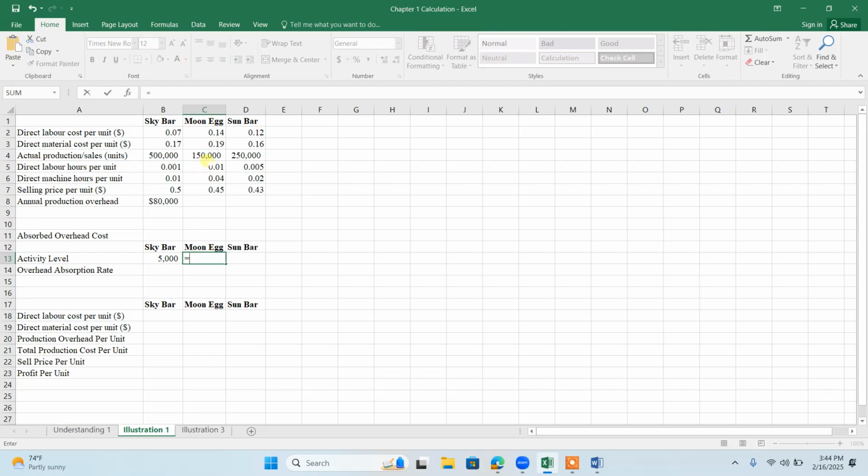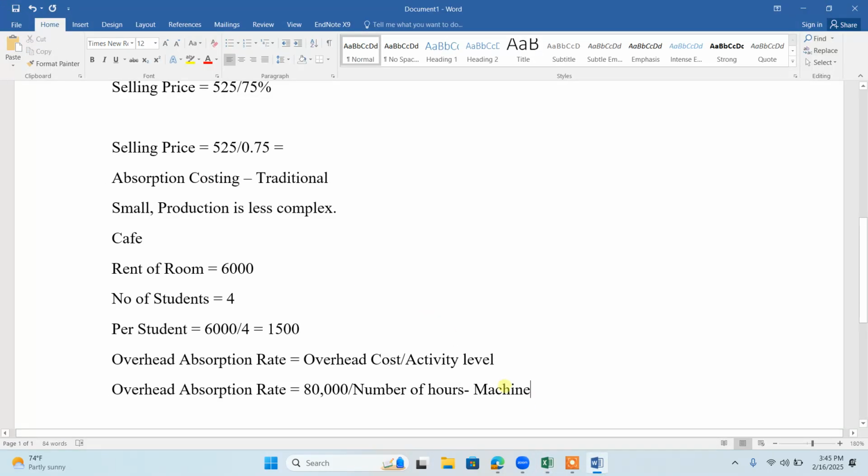The machine hours per unit is 0.04. And how many units do we produce? 150,000. So these are the total hours consumed by the Moon. And for the third, for 1 unit, it takes 0.02 hours. Multiply this by 250,000. So the total hours, if I add it up, is 5 plus 6, 11 plus 5, 16,000 hours. This is our total number of hours.